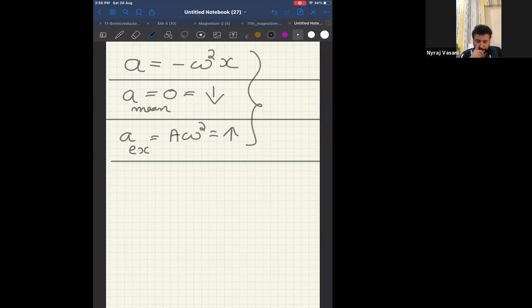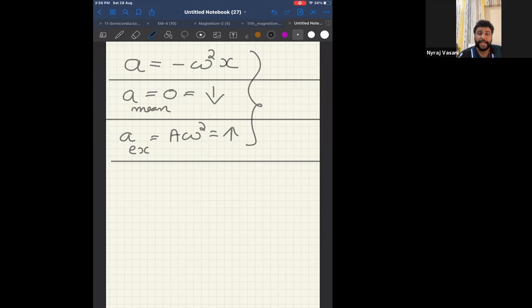Okay, now listen. If I ask you, tell me the formula for acceleration, a normal question, you will tell me minus omega square x, because that is the general formula. But if I ask you what is the value for acceleration at mean position, you will answer that at mean position acceleration is minimum, whose value is 0. If I ask you what is acceleration at extreme position, you will tell me acceleration at extreme position is A omega square, which is maximum.